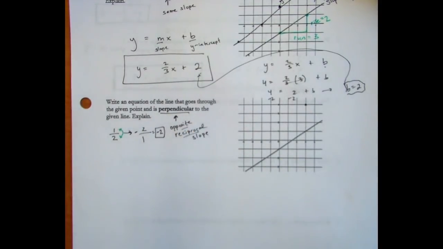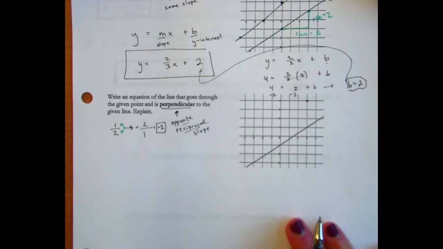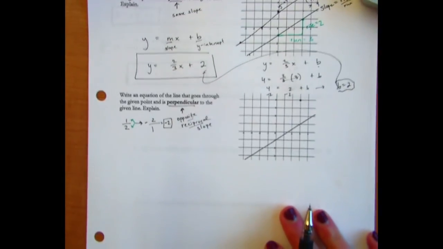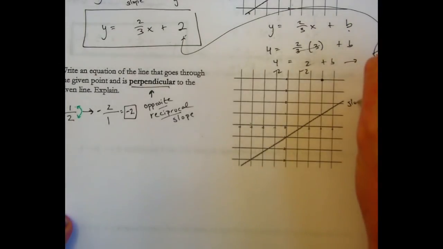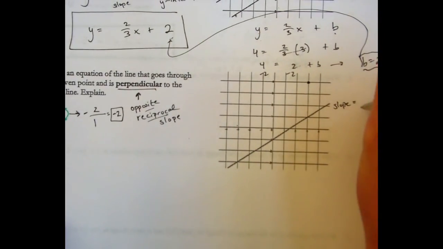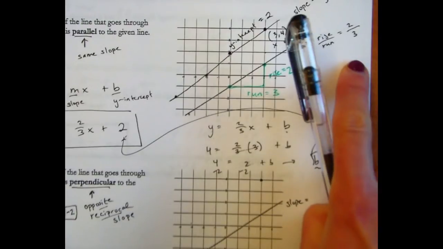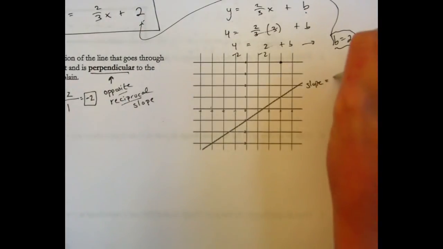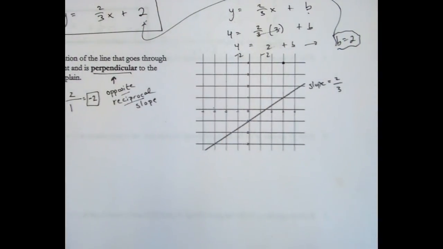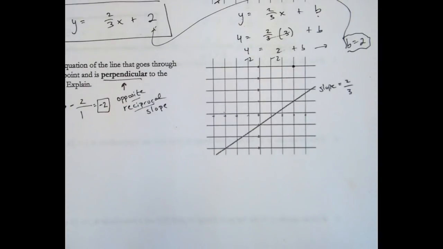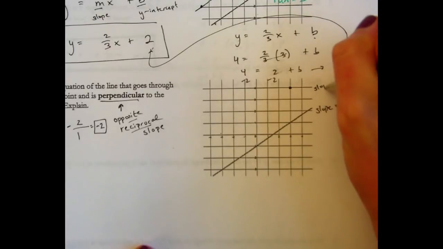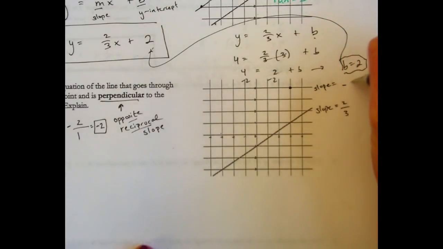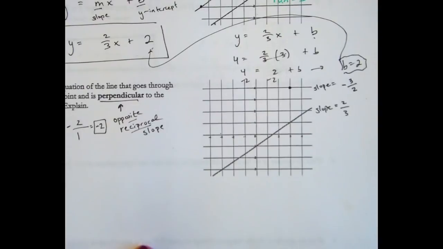So we already know the slope of the given line is, sorry, 2 over 3. Therefore, the slope of the perpendicular line has to be negative 3 over 2.